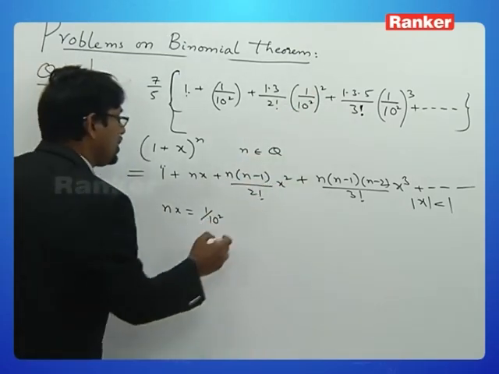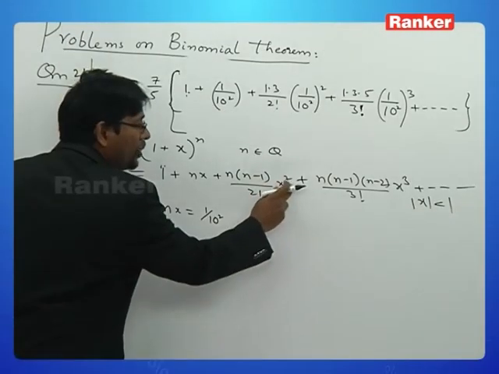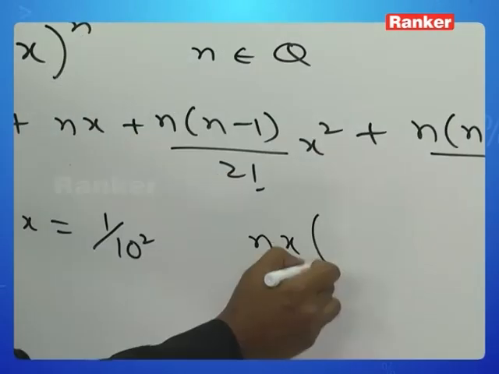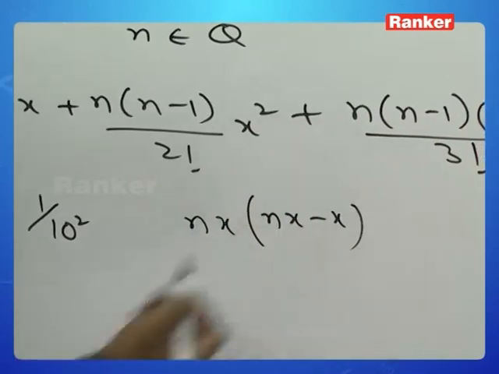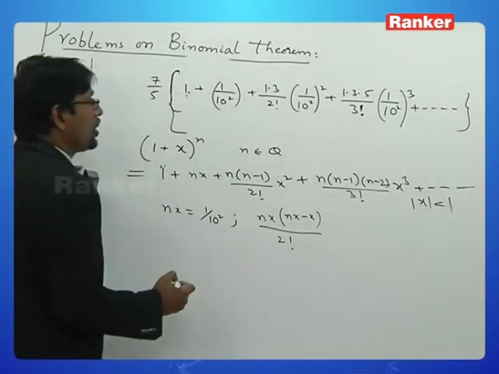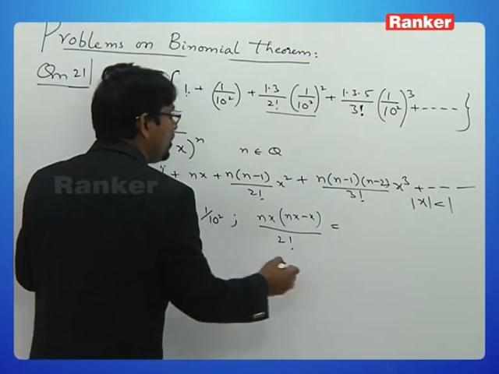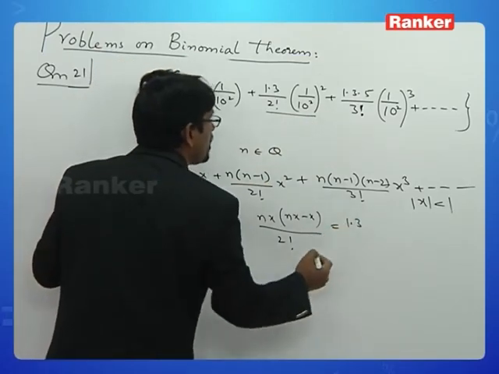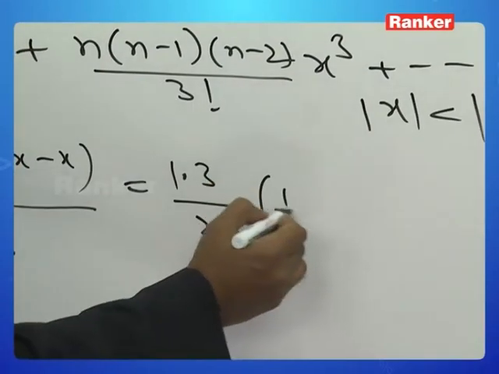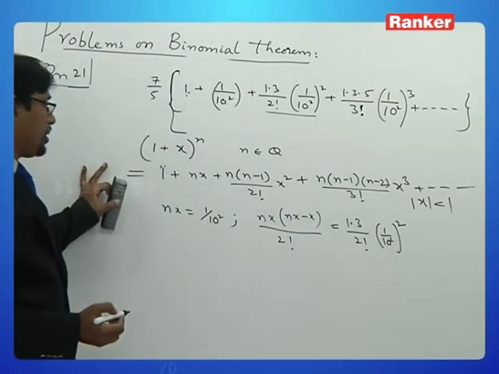So let's see that. What we do is this, we'll write it in the form of nx, and this we will take inside of this bracket. So we'll have nx into (nx minus x) by 2 factorial, which can be matched with this term here. What is this term? 1 into 3 by 2 factorial into (1 by 10 square) whole square.